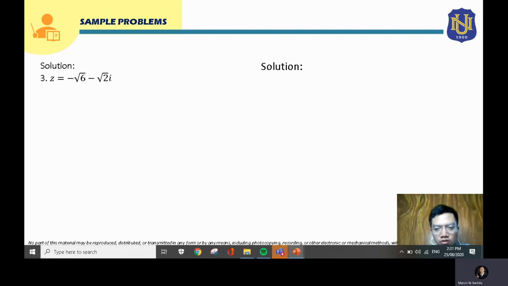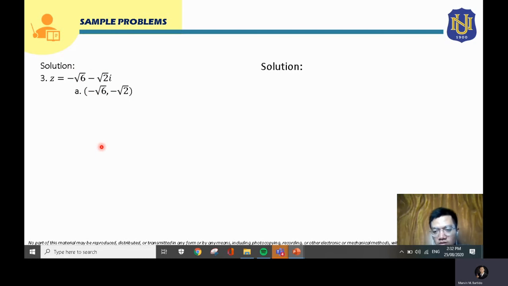So let's continue our discussion about the third example. The third example is z equals negative square root of 6 minus square root of 2i. We are asked the same set of questions. The first one is the Cartesian coordinates. The real part will be negative square root of 6 and the imaginary part will be negative square root of 2. So that will be the Cartesian coordinates, negative square root of 6 and negative square root of 2.